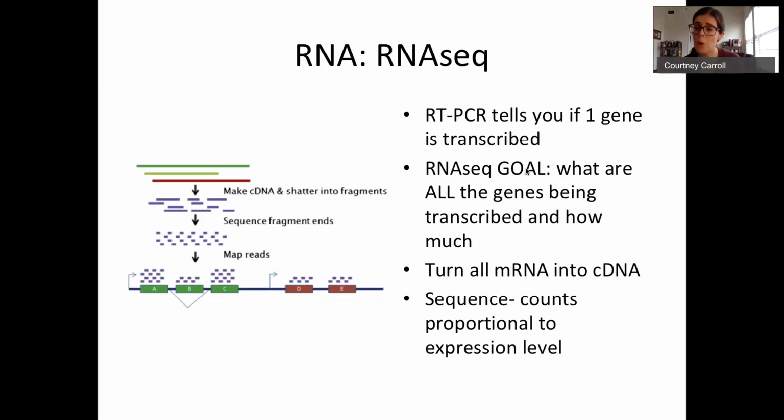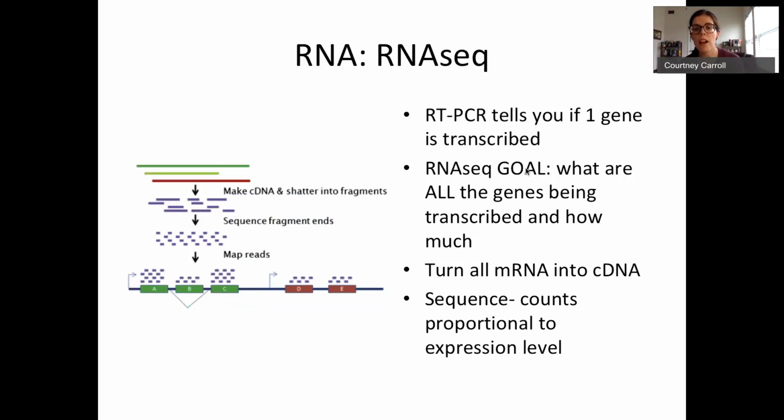So if you want to do RNA-seq, you're going to take all of the RNA from a sample, make cDNA, shatter it into fragments, and then send it off. They're going to do Sanger sequencing on all of your cDNA fragments. Then they'll put them together using a computer and determine where those different sequences come from, what genes they are, based on a known database. And the number of counts is going to give you an expression level.